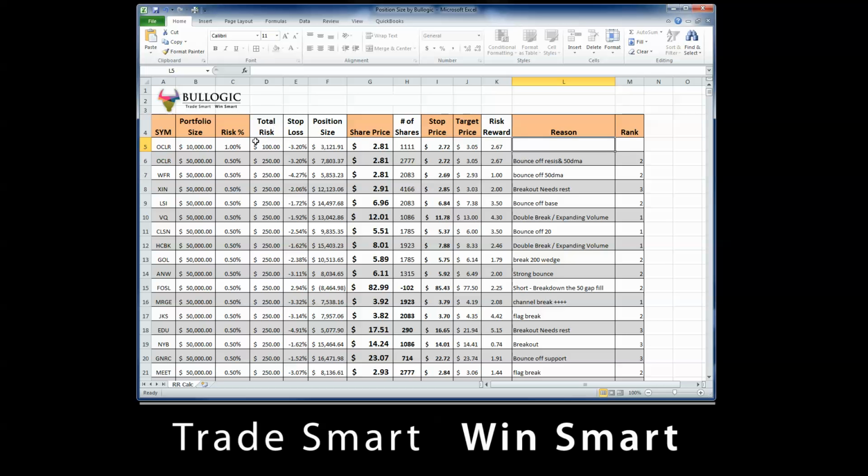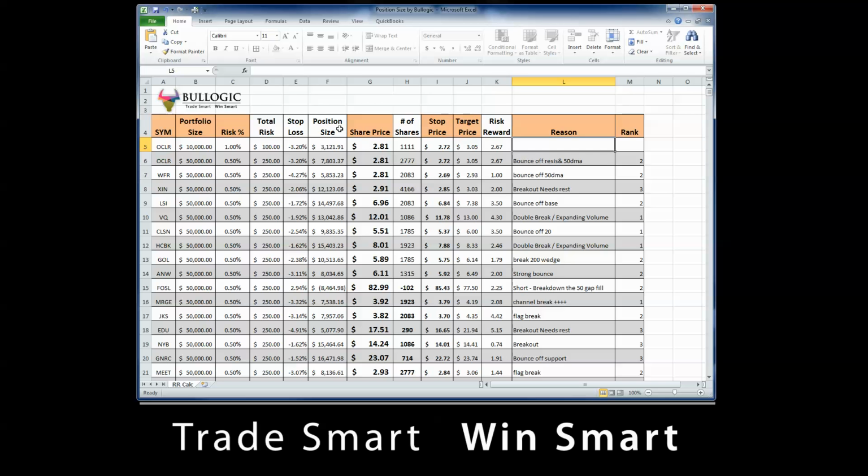So first we have a total risk. 1% of $10,000 is $100, so we're risking $100 per this trade. This is what we stand to lose if it totally goes south on us. That's not bad. You don't want it much higher than 1%. We'll come back to stop loss in a minute.